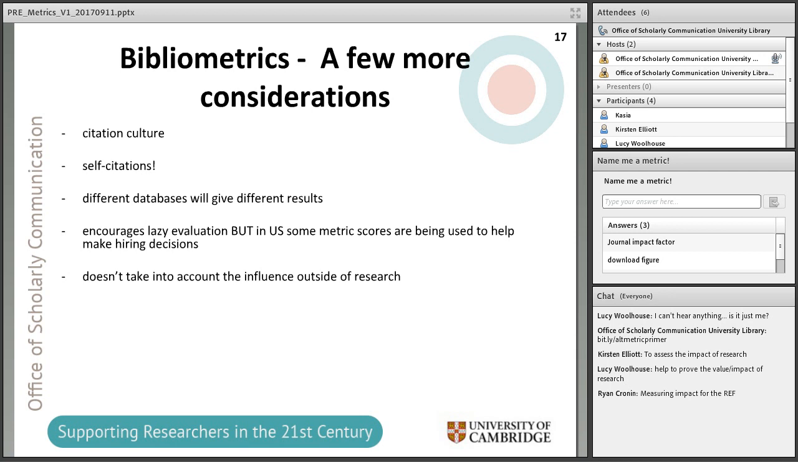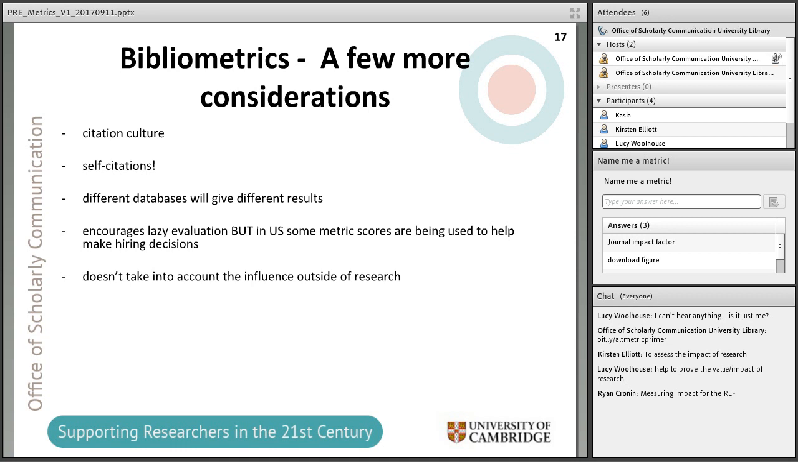It doesn't take into account the influence of the research outside of the academic community. So it might be that actually the piece of research has led to a policy change, or it's led to the adoption of a new practice in something like an educational or a health field, but actually none of this is taken into account.